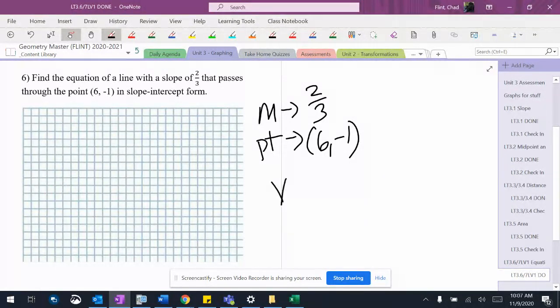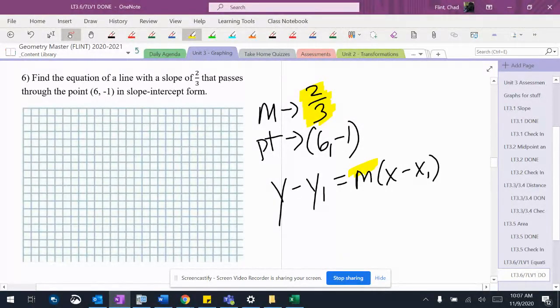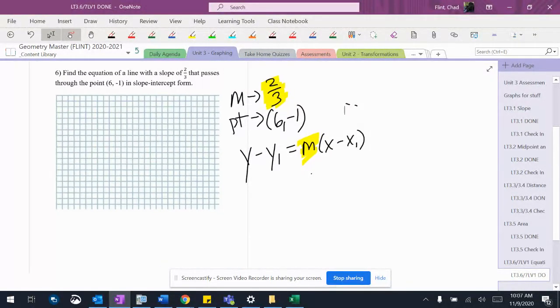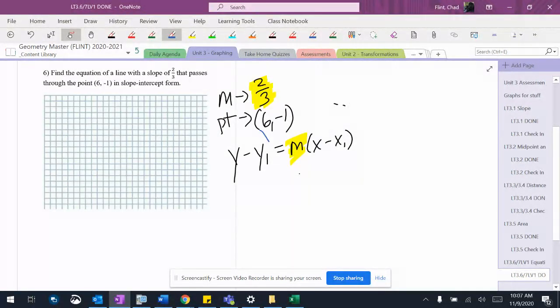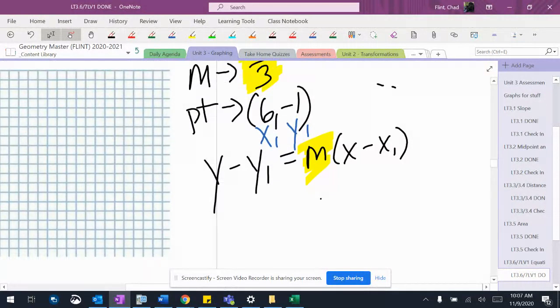So this is where I'm going to use the point slope formula, which is y minus y1 equals m times x minus x1. And if I can take the information that I have and put it into that equation, then I'm good to go. All right. Well, the easiest one should be the m. That's the slope I'm given, and it's going to go in right there. The x1 and the y1 are the coordinates of the point that it goes through. This is x1. This is y1, because those are the coordinates of the point that it goes through.